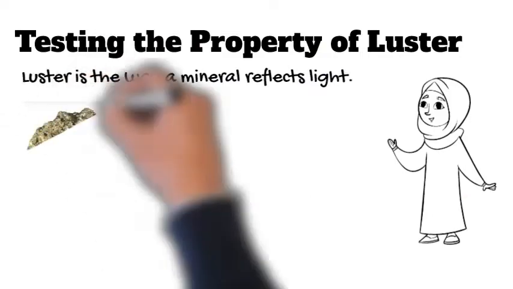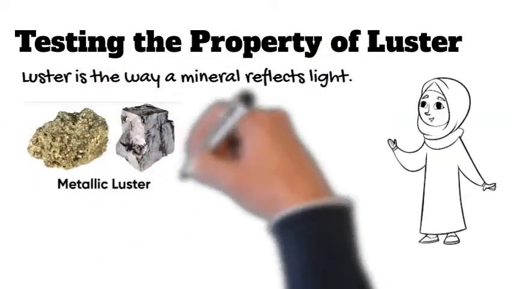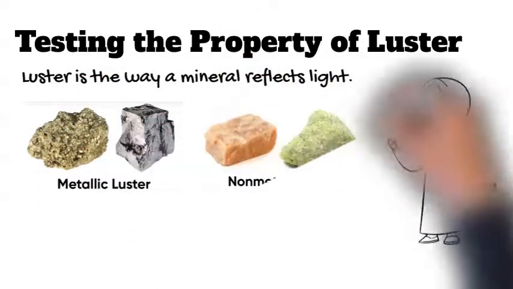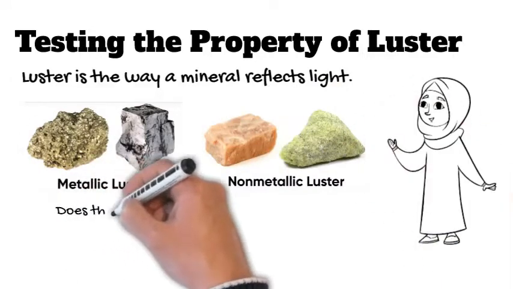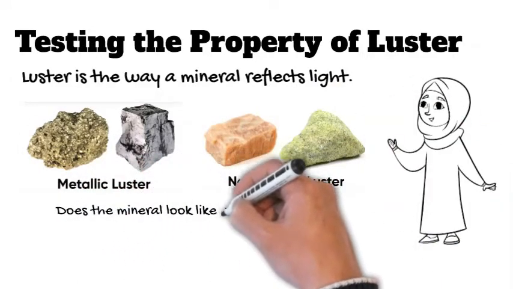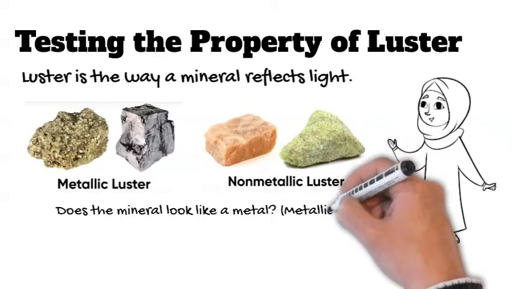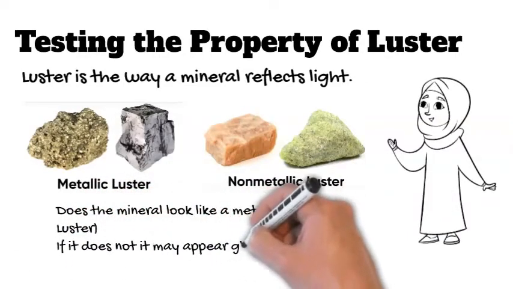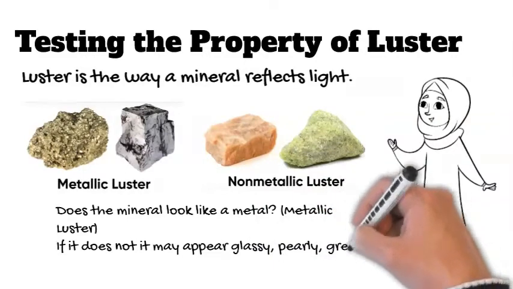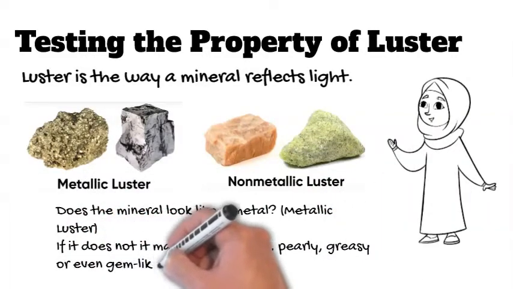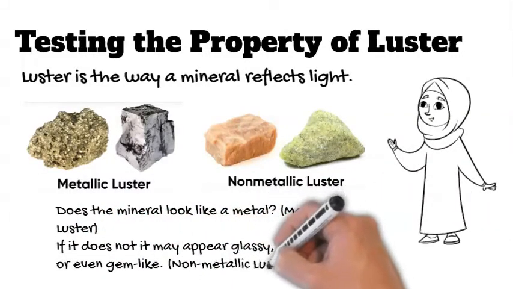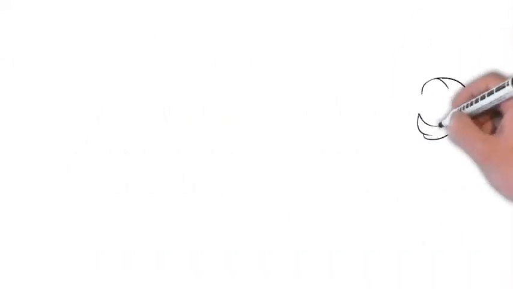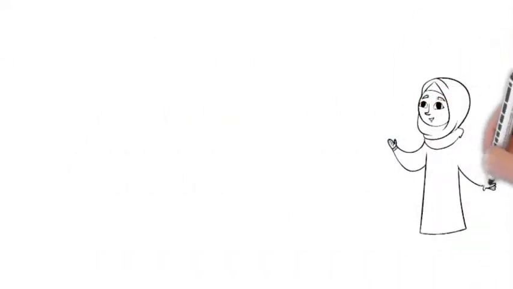The property of luster is the way a mineral reflects light. We find that there are two main types of luster, metallic and non-metallic. Does the mineral look like a metal? It's metallic. Does it not look like a metal? It is non-metallic. But when we say it's non-metallic, we have a few other things that we can describe it as.